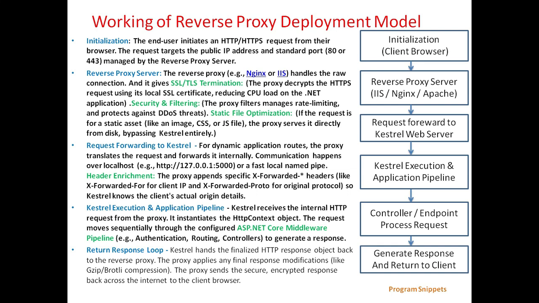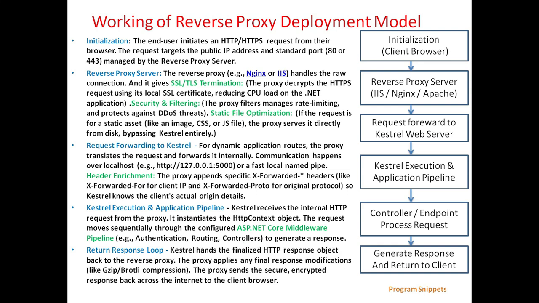Kestrel receives the internal HTTP request from the proxy. It instantiates the HTTP context object. The request moves sequentially through the configured ASP.NET Core middleware pipeline to generate a response, and then the response loop. Kestrel hands the finalized HTTP response object back to the reverse proxy. Then the proxy applies any final response modification. Then the proxy sends the secure encrypted response back across the internet to the client browser.